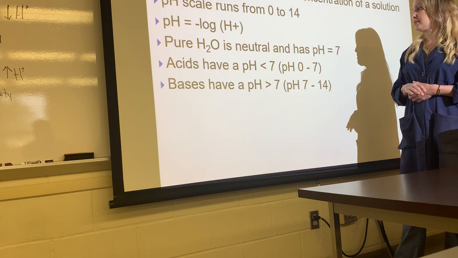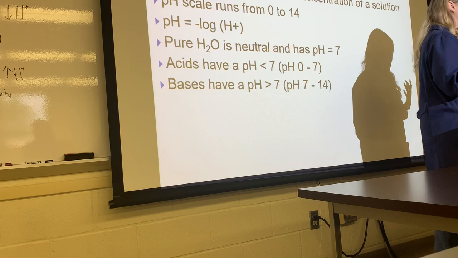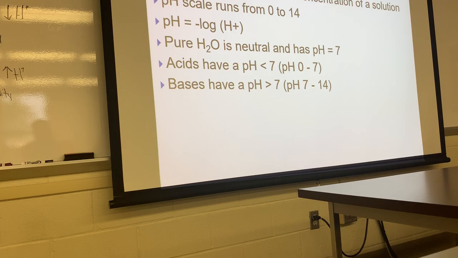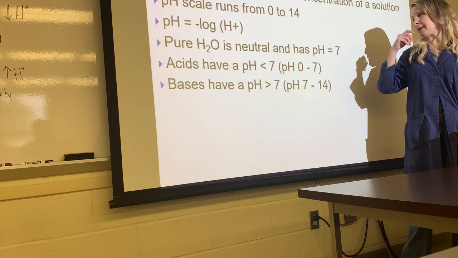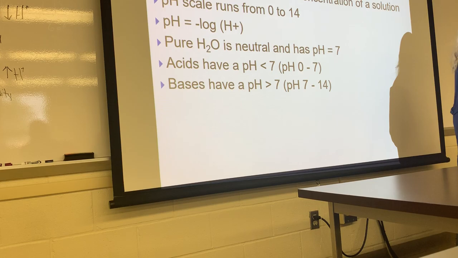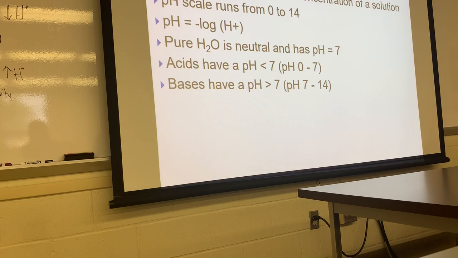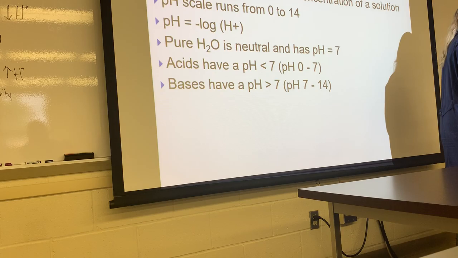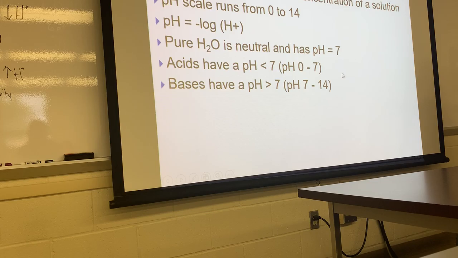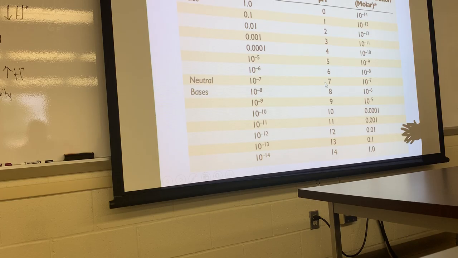So 0 is the most acidic, 14 is the most basic. Pure water is neutral and has a pH of 7, and on the next slide we're going to see why we say that water is neutral, what makes it neutral. There's a nice diagram on the next slide that shows us this, so I'm not going to talk about it too much. There is one correction I want you to make. It says here acids have a pH of less than 7, which is true, but an acidic pH would be between 0 and pretty much 6.9, okay, not 7. Bases have a pH greater than 7, so it would be basically 8 to 14, not 7 to 14. Any questions about that so far?